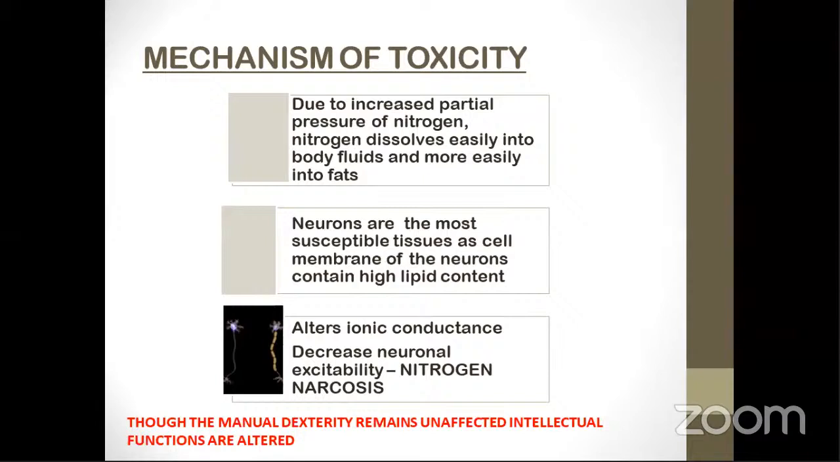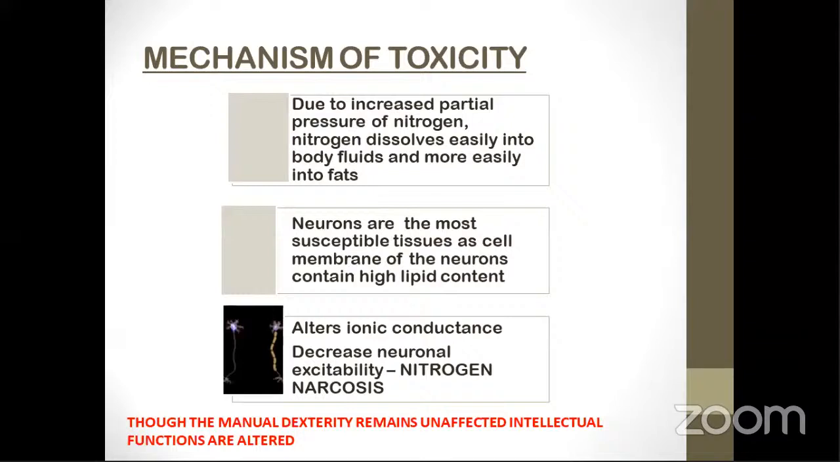It is the neurons. Neurons do have a large amount of fat on the cell membrane as well as on the myelin sheath, which is fatty tissue, high lipid content. And so neurons are the most susceptible tissues, as the cell membrane of the neurons contains high lipid content.